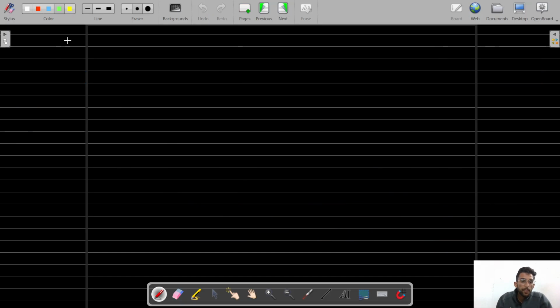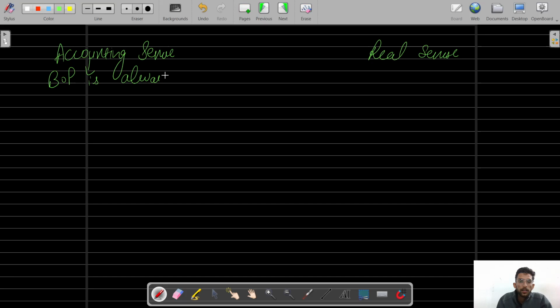And there are two types of balance of payment. One is in the accounting sense, and the other is in the real sense. In the accounting sense, balance of payment is always in equilibrium. And in the real sense, it is not always in equilibrium.